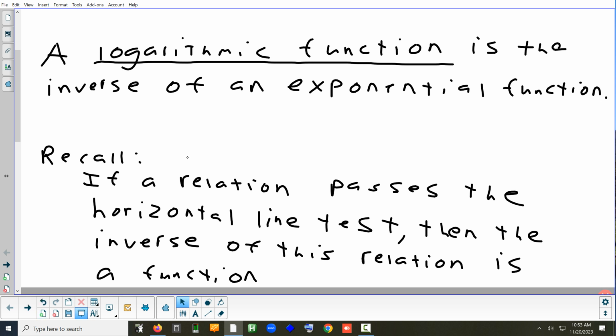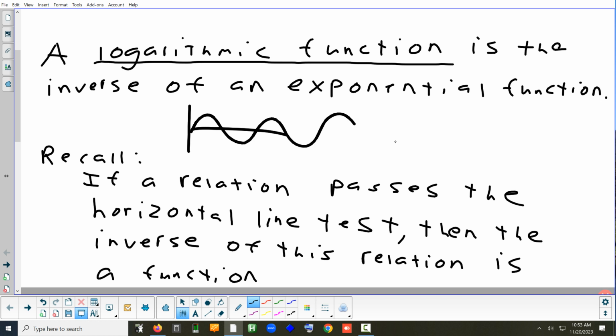So when we study sine and cosine waves, that's a sine wave, and it fails the horizontal line test. Failing the test means a horizontal line hits it more than once. So because this graph fails the horizontal line test, its inverse would not be a function. So if the regular graph fails the horizontal line test, then the inverse of that graph would fail the vertical line test.